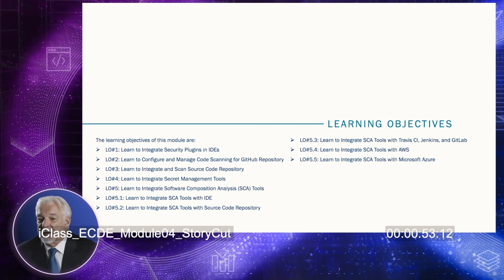We'll learn to integrate SCA tools with Travis CI, Jenkins, and GitLab. We'll learn to integrate SCA tools with AWS. And we'll also learn to integrate SCA tools with Microsoft Azure. Now, since you do have hands-on labs, some of these integrations will just show you the basic steps and talk through it a little bit without going into the great detail of what each command line would do or things like that. You'll have that in the labs.